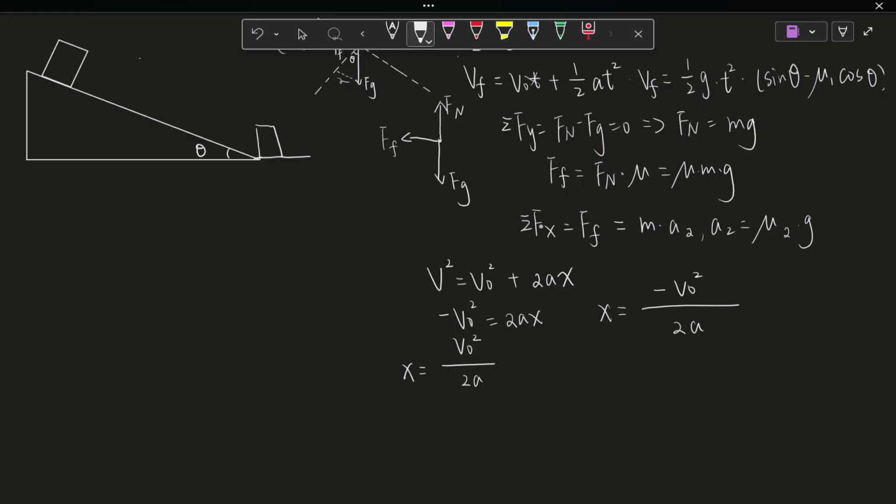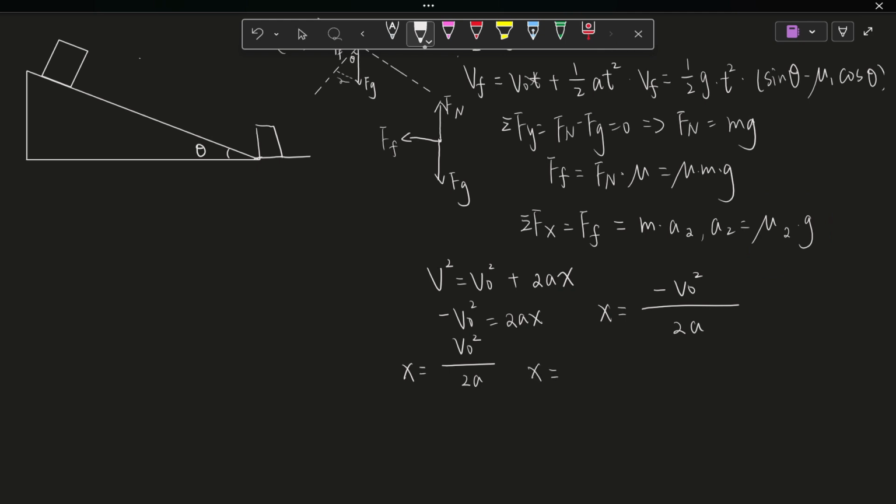And now it's time to plug in a value. This is vf, which is equal to v naught over here, since the final velocity when the block reaches the bottom of the incline is equal to the initial velocity of the block when it starts moving along the horizontal surface. And a is equal to mu2 times g, so we can get x.